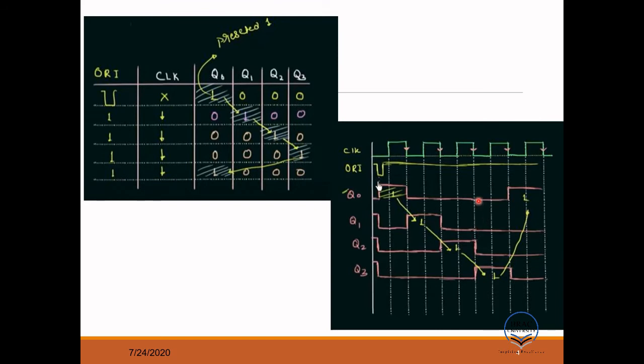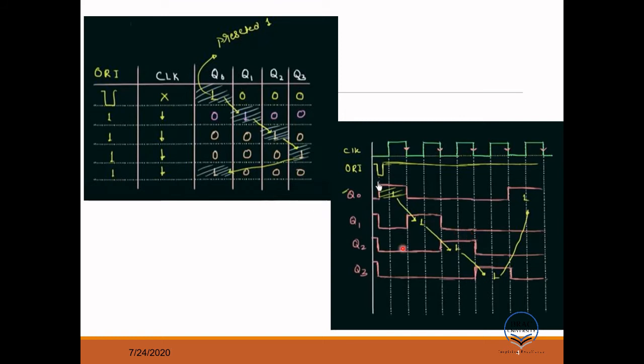your input is 0, output will be 0, right? Here it is 0 because this is a D flip-flop. So if you keep going, it will be 0 for the other clock edge. And for Q2 it is the same. Initially it was 0, so it will be 0. So this is your clock edge. At this clock edge it will change from 0 to 1, right? And again at this clock edge it becomes 1 to 0, right?